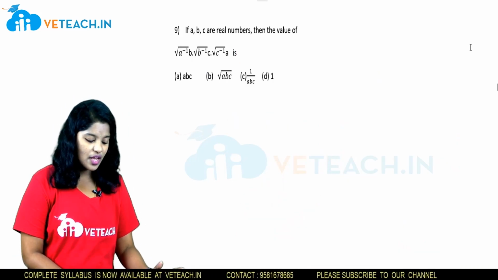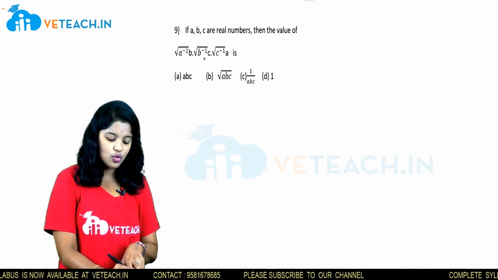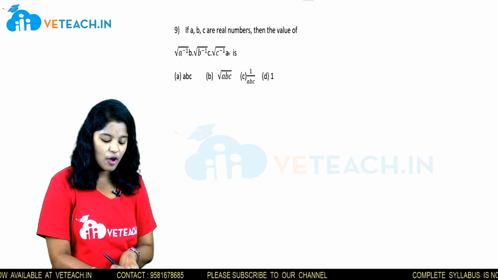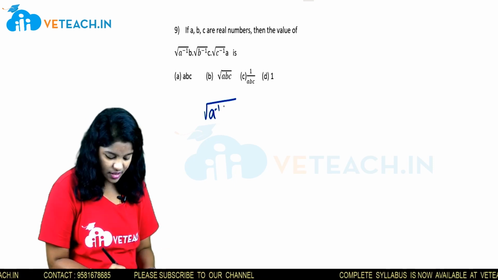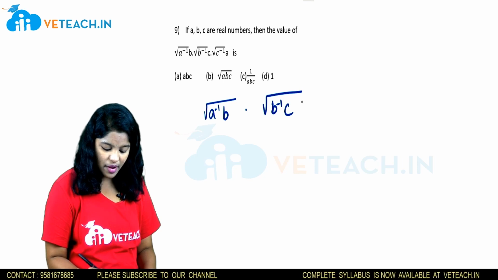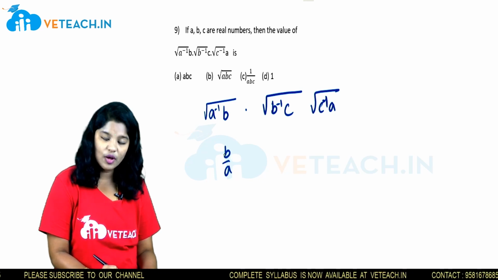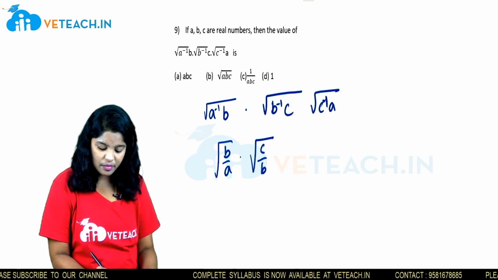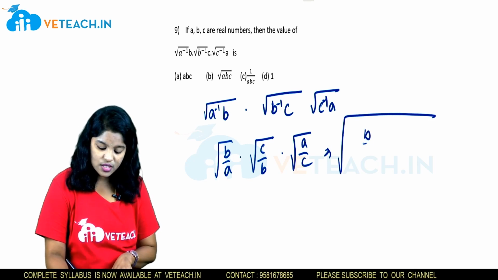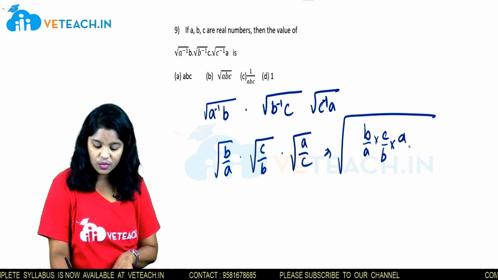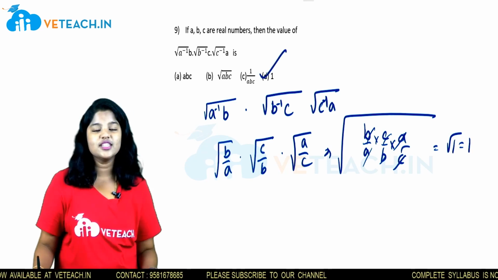See the next question. If A, B, C are real numbers, then the value of root of a power minus 1 into b, into root of b power minus 1 into c, into root of c power minus 1 into a is equal to. So root of a^-1 b, b^-1 c, c^-1 a. That is, a power minus 1 means 1/A. So B/A into C/B into A/C. So we can write it under the one root itself. So B/A into C/B into A/C. All gets cancelled. So it is root of 1, which is 1. So option D is our correct answer.